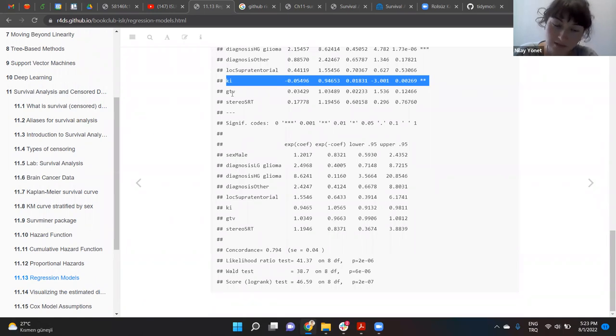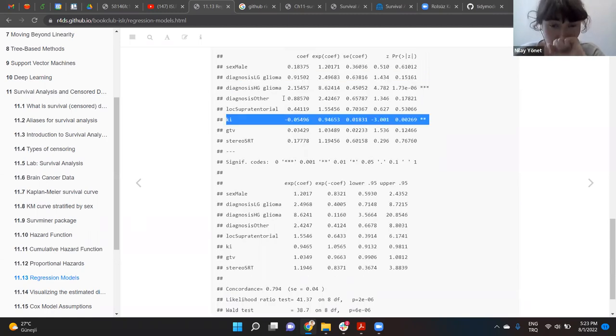So these are significant. Karnofsky index was like an index starting from 0 to 100, and when it is 100, it is like perfectly healthy, and when it is going down and down, it means that it is like that at some point. So it might be so much related with survival time because it's directly related with being healthy.